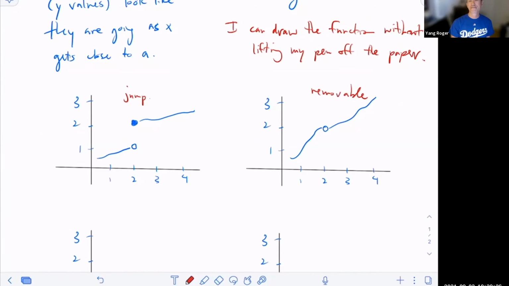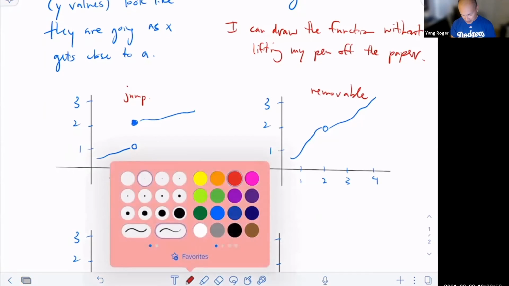Removable. Okay. So how do I know that it's removable? When I think of removable, I think I can fix it. And the way that I can fix it is I can simply redefine my function at a single point. And when I redefine my function to be equal to 2 at 2, then it becomes continuous. So I'm going to delete that because now it's continuous and I have the word removable there. But that's the idea. For removable, we can make it continuous.